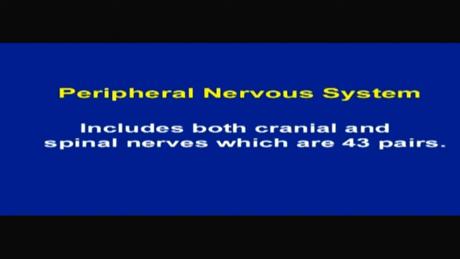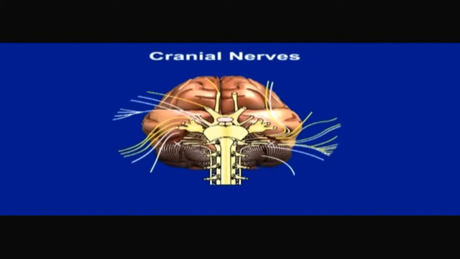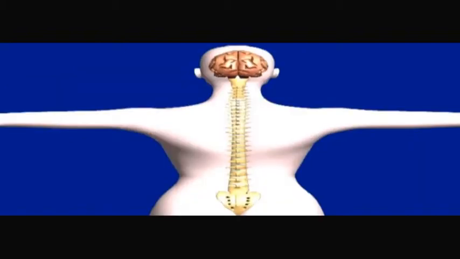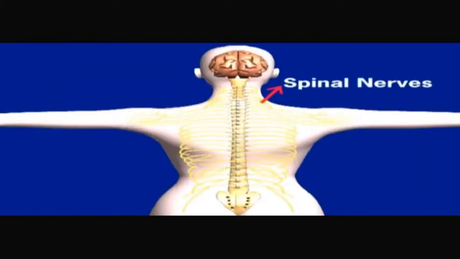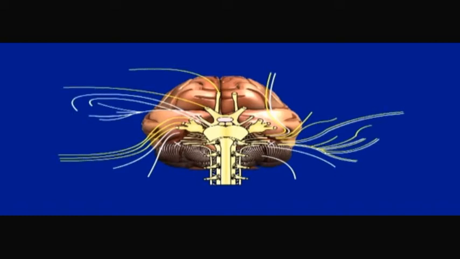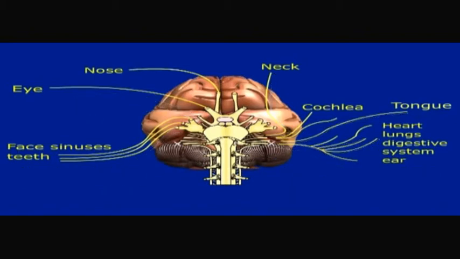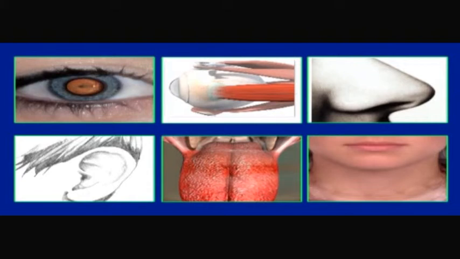The peripheral nervous system has 43 pairs of nerves, of which 12 pairs of nerves arise from the brain, called cranial nerves. 31 pairs of nerves arise from the spinal cord, called spinal nerves. Cranial nerves. These cranial nerves arise from different parts of the brain and innervate different parts of the head such as retina, eye muscle, nose, ear, tongue, neck, etc.